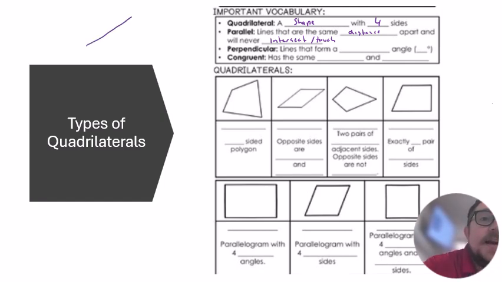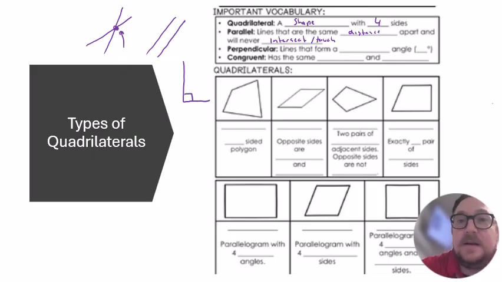So when this line crosses this line, that's an intersection. That's when they touch. But two lines that are parallel will go on forever and ever, but they will never cross each other, intersect, or touch. Perpendicular lines are like these two lines. They're lines that form a right 90-degree angle.